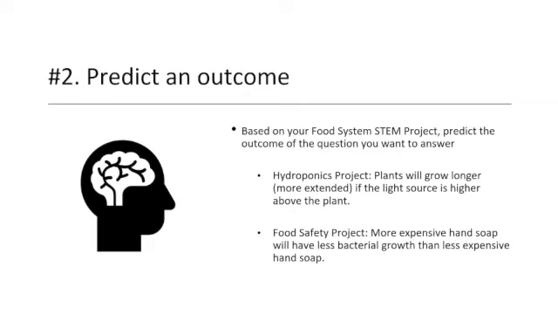Then for food safety, we're just going to say that maybe you get what you pay for. So more expensive hand soap is going to have less bacteria growth than less expensive hand soap. And so that's just a prediction that we're going to throw out for the food safety project.